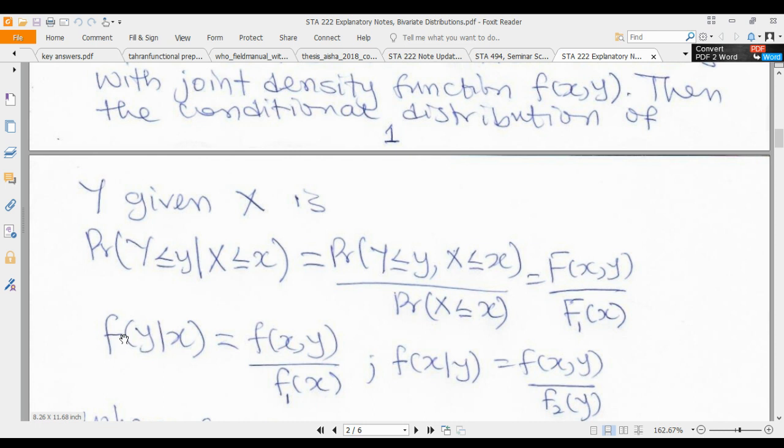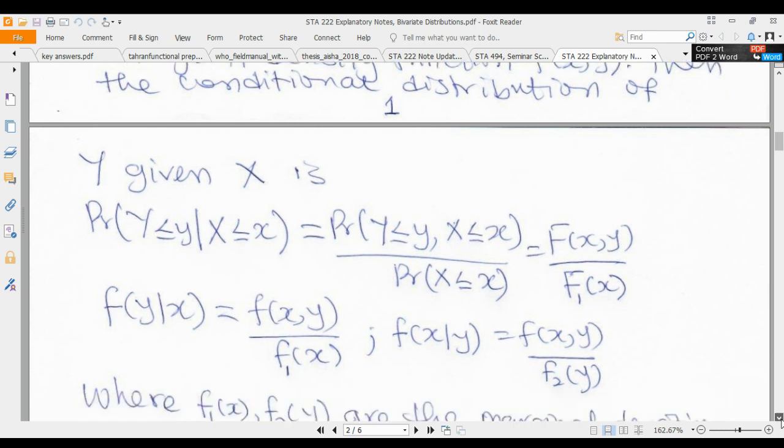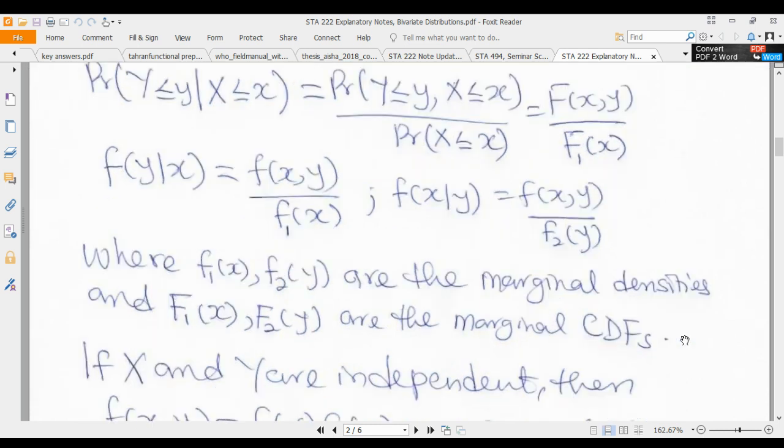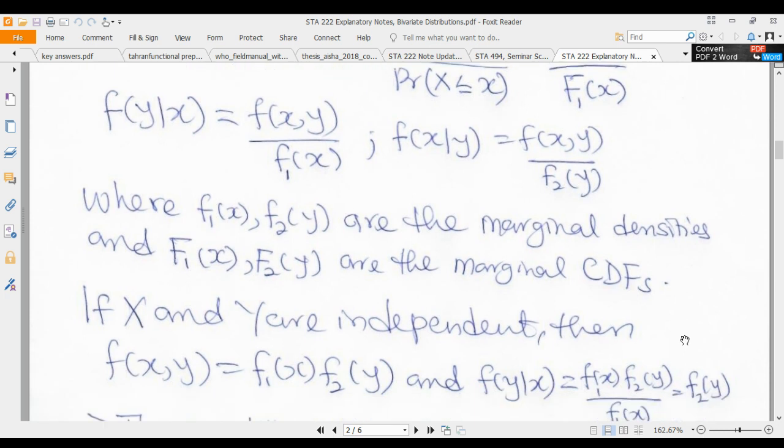Now the conditional PDF of y given x, which is given by f of y given x, is just the f of xy all over f1 of x, where f1 of x is the marginal probability density function of x. f2 of y is also the marginal probability density function of y. So f1, f2, they are all marginal densities. Capital F1, capital F2, they are all marginal cumulative distribution functions.